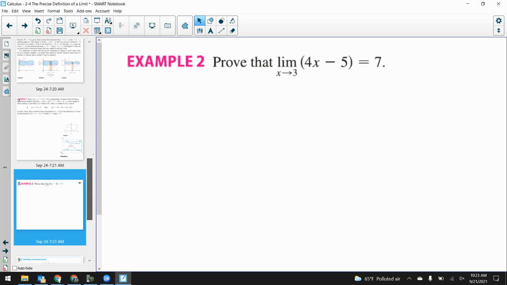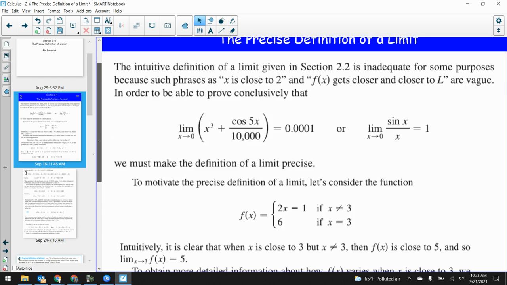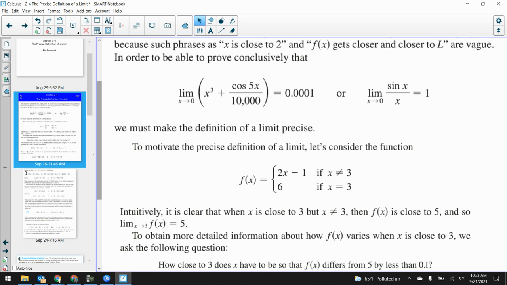Well, let's jump back here. What we're going to be doing is proving conclusively that these limits are what they are. For example, back in section 2.2, we had these two examples.